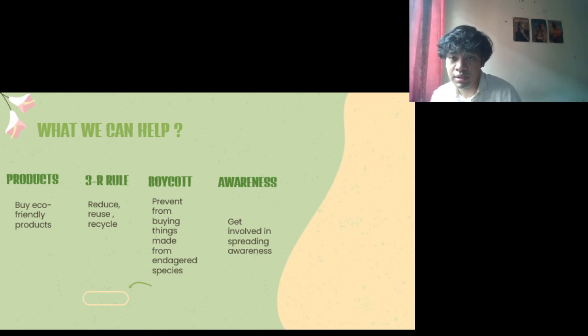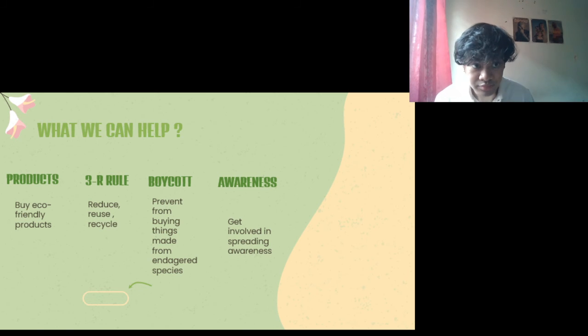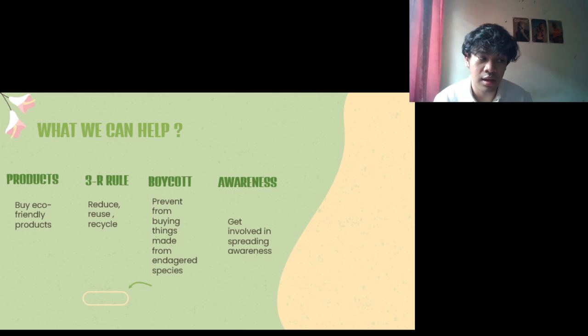And what can we do to help prevent animal extinction? First of all, buying eco-friendly products. If you go into a shopping mall, you will bring a bag, maybe a cloth bag, rather than buying a 20-cent plastic bag. And sometimes they have already created a disposable plastic bag, a very loose type of plastic that is not harmful to our ecosystem.